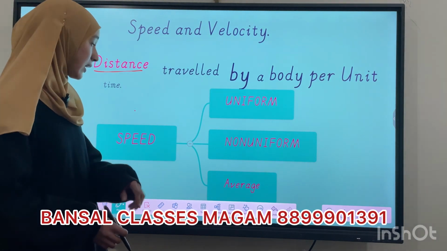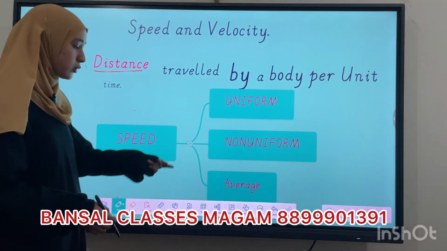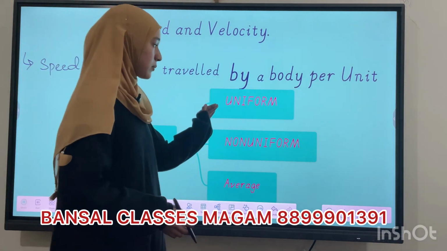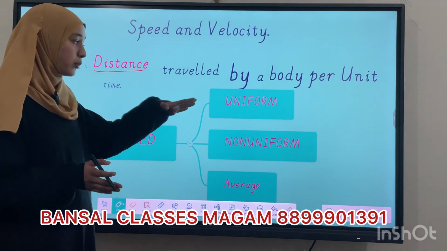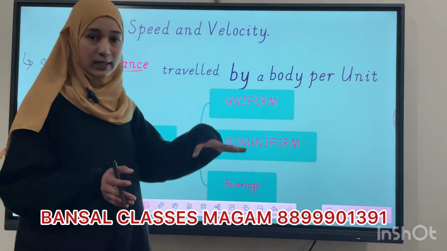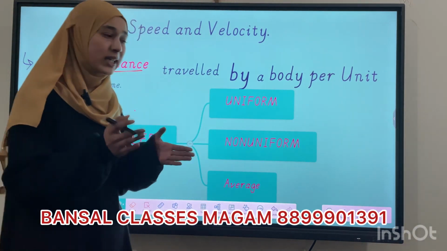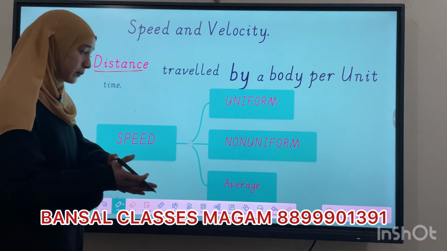So speed, we have three types of speed, that is uniform, non-uniform and average speed. Uniform means same. So we can say a body is said to be in a uniform speed when it travels by equal distance in equal intervals of time.